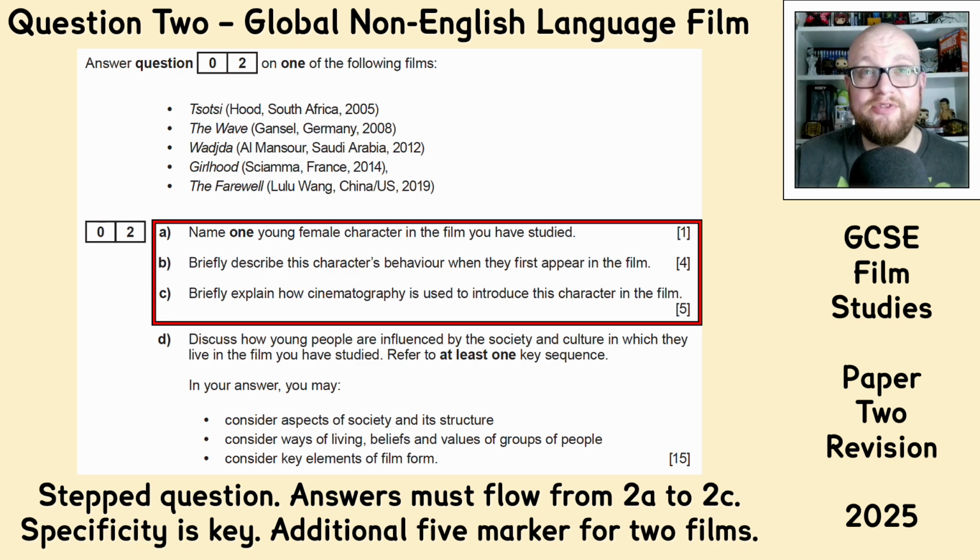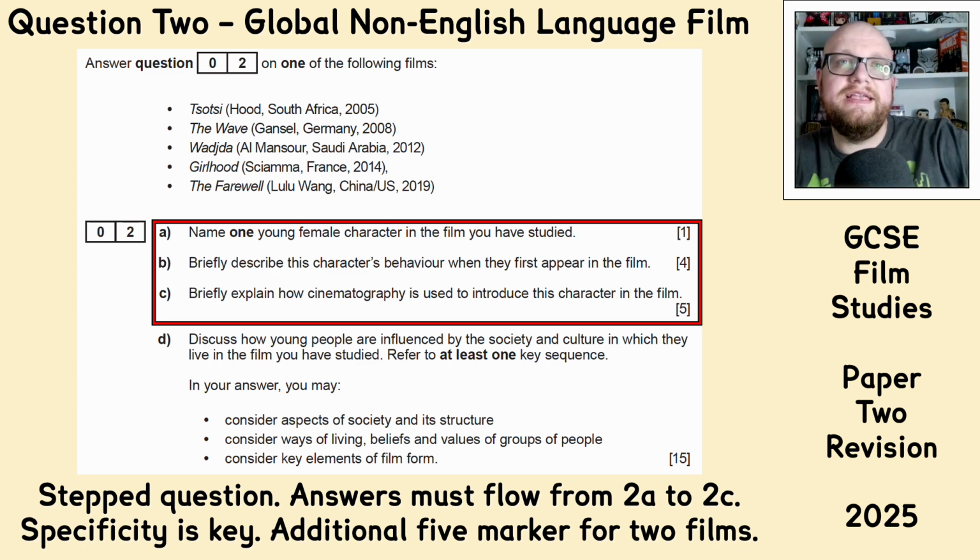Just off the top of my head for this one, for The Wave, Caro, I think, is the best one to do. Wadjda, obviously you've got Wadjda. Tsotsi, Miriam again. But to be fair, quite a lot of these films are very male orientated. Obviously, Girlhood isn't. But I think it was an interesting question anyway.